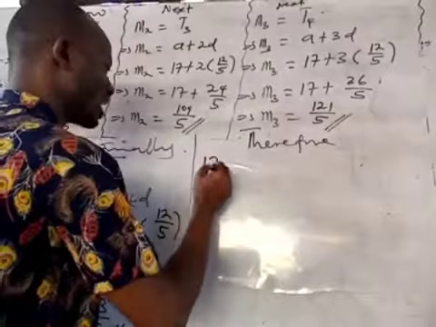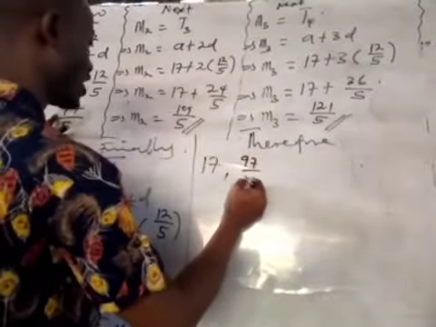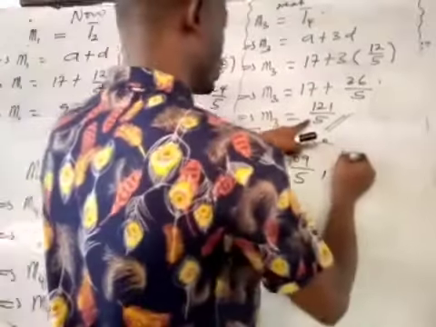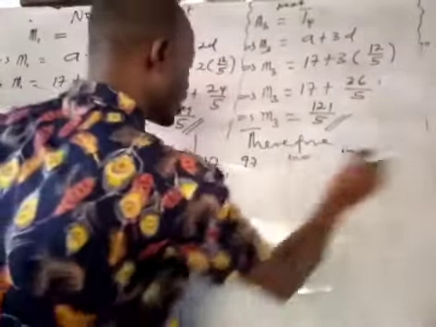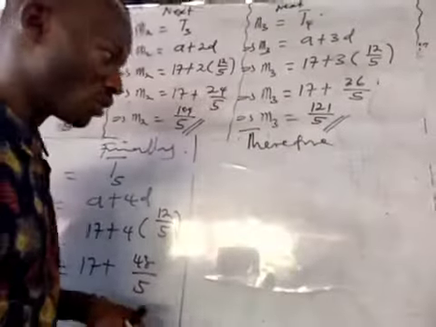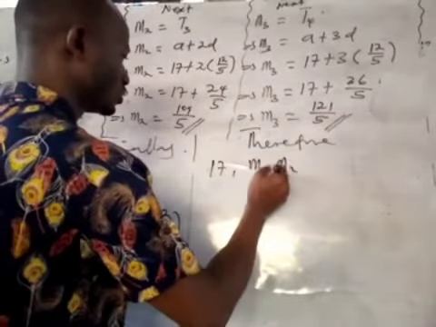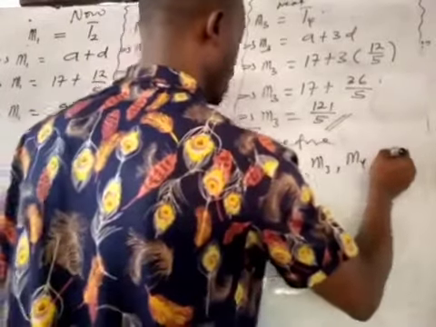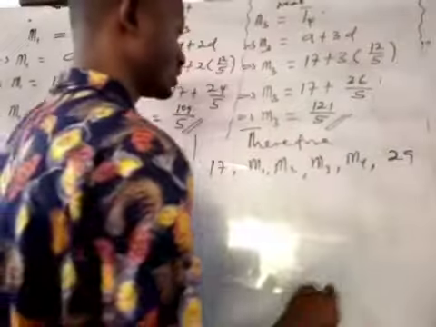So you now say, therefore, the sequence we now want is 17, comma, our MO1, which is 97 over 5. MO2 is 109 over 5. MO3 is 121 over 5. Let me do this one by one. Now, remember, we are forming a sequence in AP as 17, comma, MO1, comma, MO2, comma, MO3, comma, MO4, comma, 29. And this sequence is in arithmetic progression.